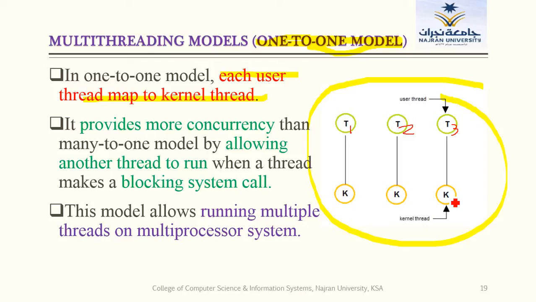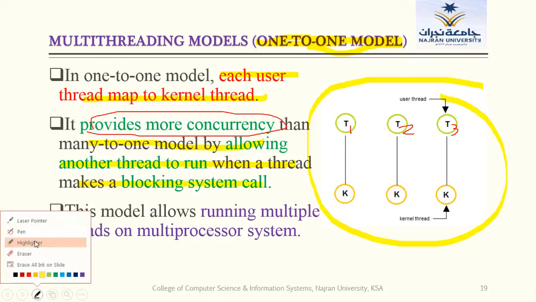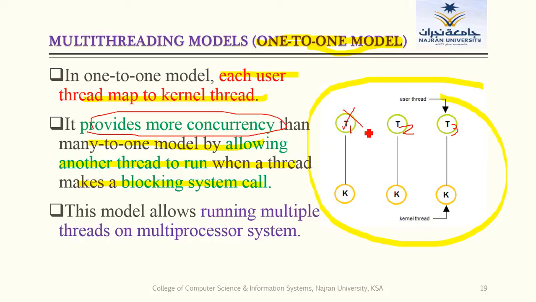Now keep in mind the disadvantages that we discussed: if one thread makes a blocking system call, the whole process will block. This model provides more concurrency than the many-to-one model, by allowing another thread to run when a thread makes a blocking system call. Let's suppose T1 makes a blocking system call, it will not affect the execution of thread 2 and thread 3.